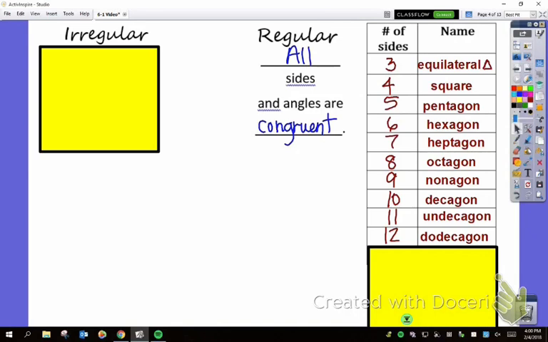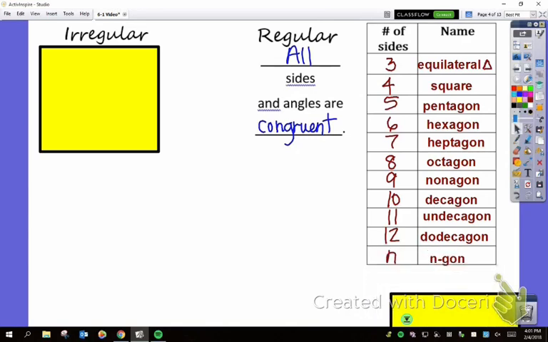Now, typically when we get above 12 sides, then they're just going to call it an n-gon, which means we have an n-sided figure, and an n-gon just tells us that. So if we had a 24-gon, that would mean that our polygon has 24 sides. Okay?